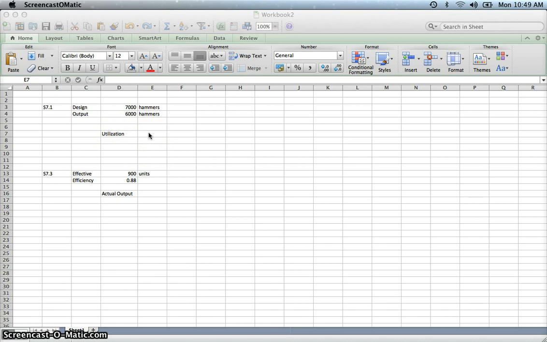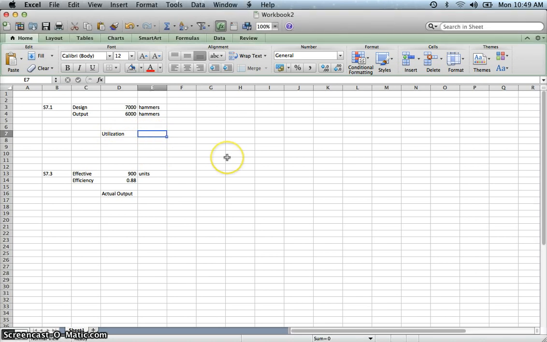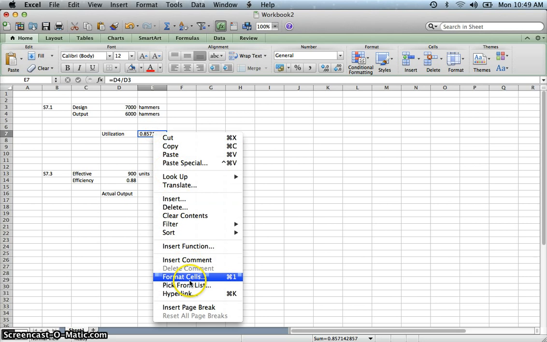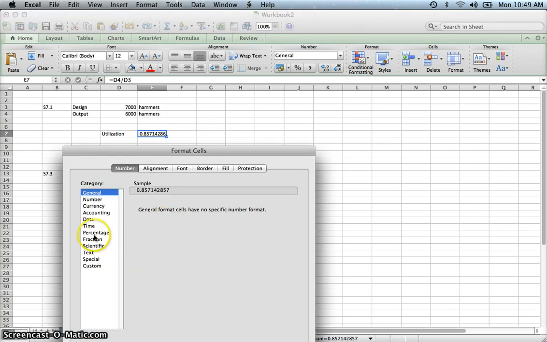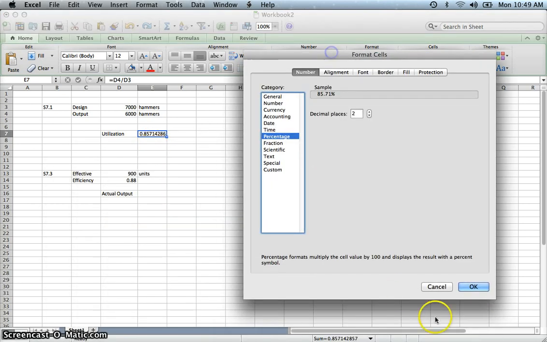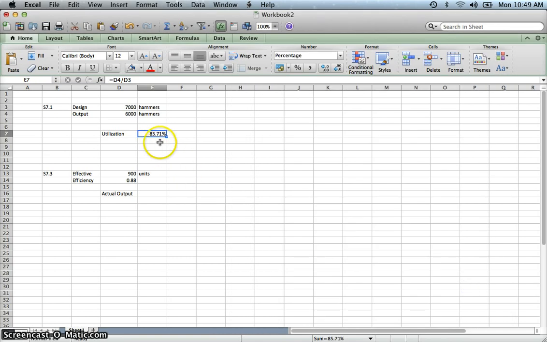We can simply take the actual output here, which is 6,000 hammers, and divide it by our design capacity. That gives us 85.7%. Let's format this correctly. We'll format it as a percentage with 2 decimal places. And there you have it.